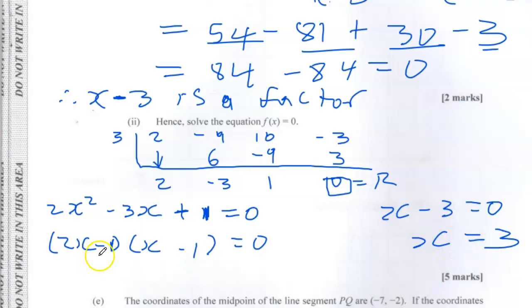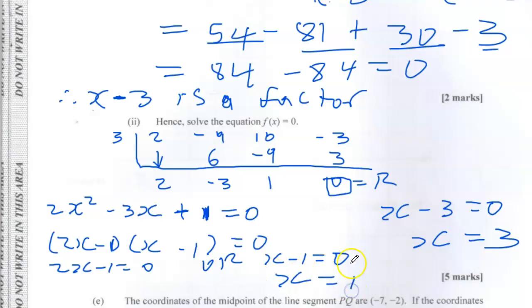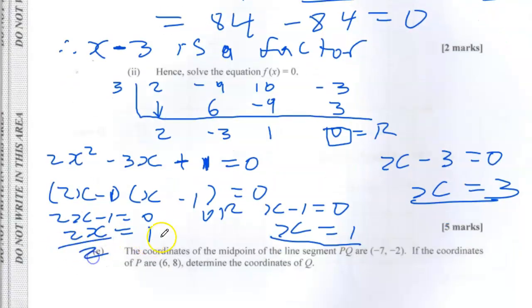And these other factors, we can equate each of them to 0. So we can equate 2x minus 1 to 0, or we can equate x minus 1 to 0. So those are all the factors. Add 1 to both sides here, we get x equal to 1. So that's a solution, x equal 3. A solution, x equal 1. And the other solution, we can add 1 to both sides, we get 2x equal to 1. And divide both sides by 2, we get x equal to half. So the solutions are x equal to a half, x equal to 1, and x equal to positive 3.